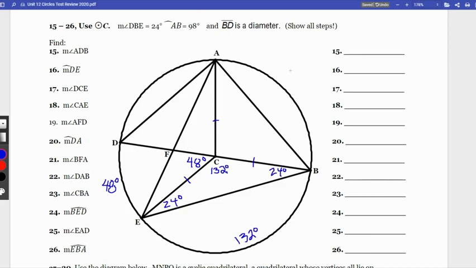Arc AB is 98 degrees. And if that intercepted arc is 98 degrees, then the corresponding central angle must be 98 degrees. Triangle ABC is an isosceles triangle, again, because two of its sides are radii of the circle. So if I know the vertex angle is 98 degrees, I can do 180 minus 98 and get, let's see, that must be 82 degrees.